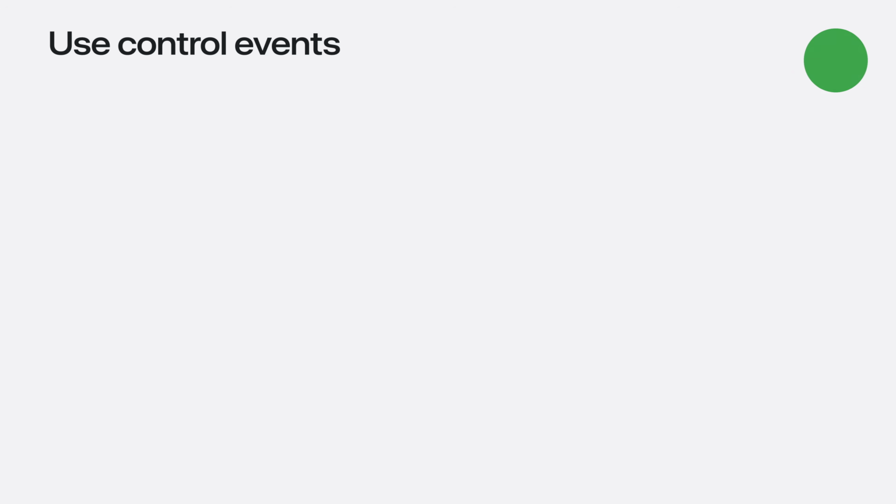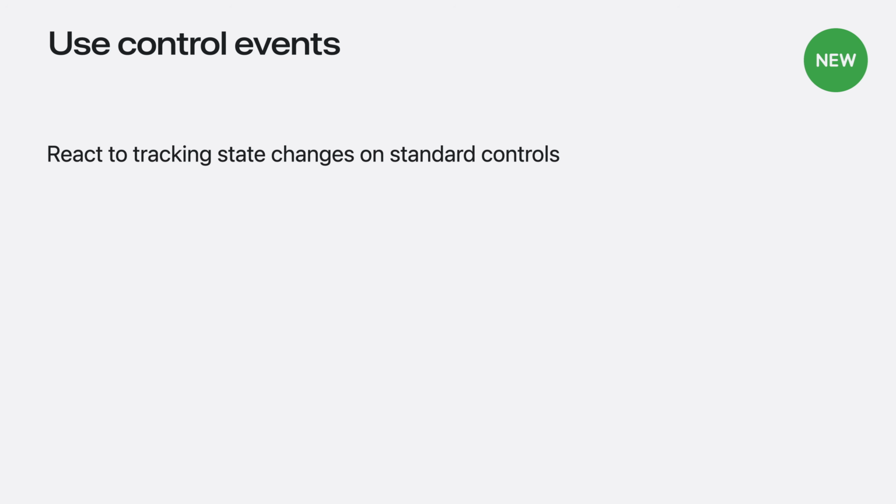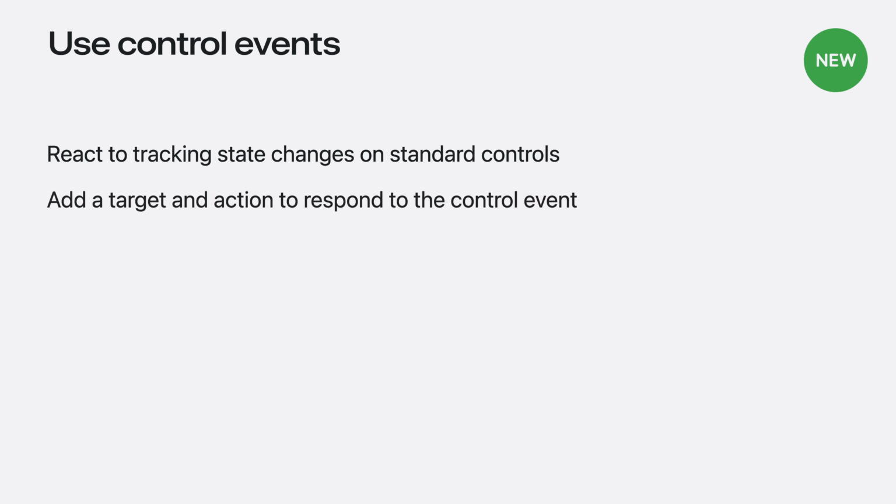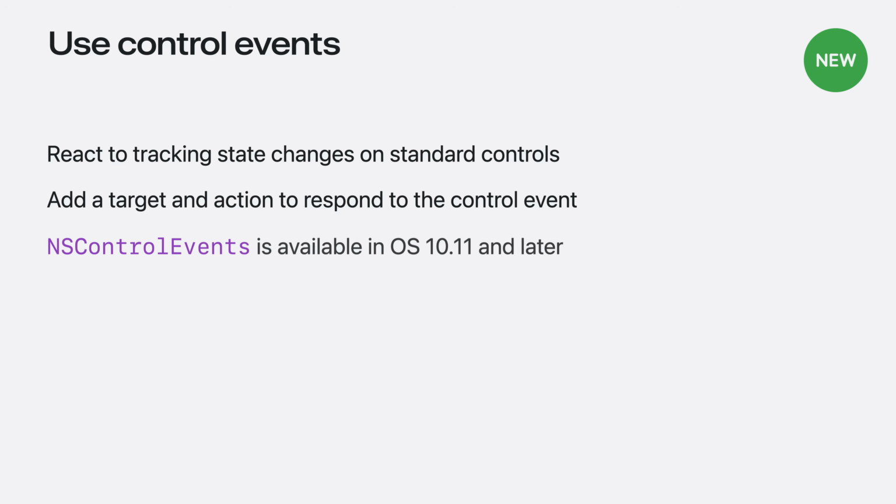The next solution might seem a little familiar if you know control events from UIKit. Control events are now in AppKit. Control events can be added to standard Mac controls, like buttons or sliders. They enable your code to react to user-driven tracking state changes rather than having to implement complex mouse-down tracking logic. AppKit calls a registered target an action when the control event is triggered. Most of these control events have been made available from OS 10.11.